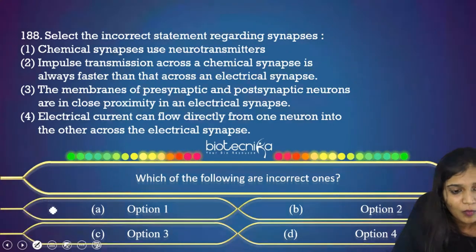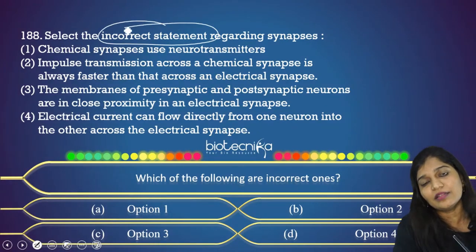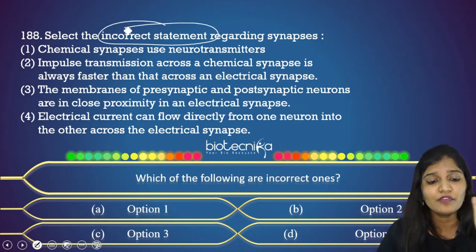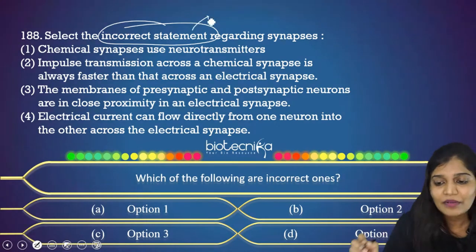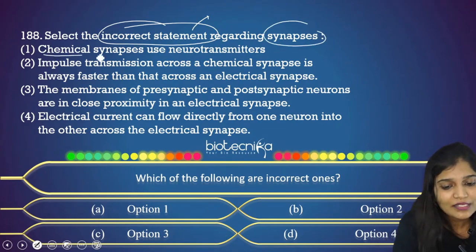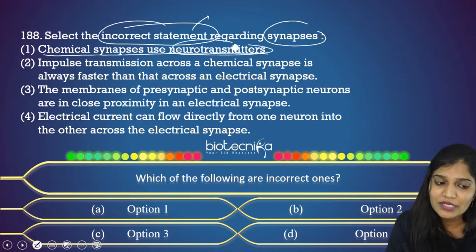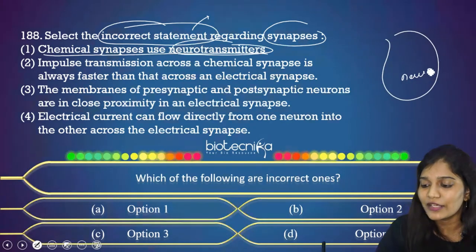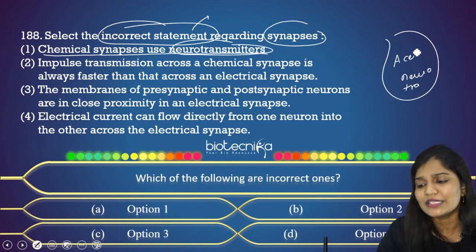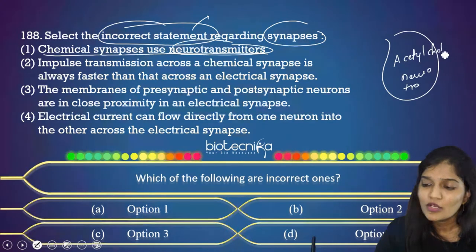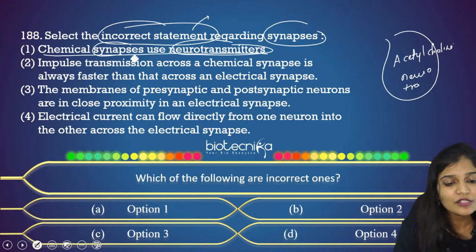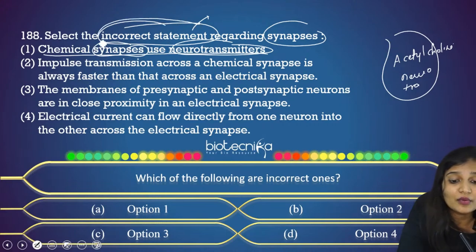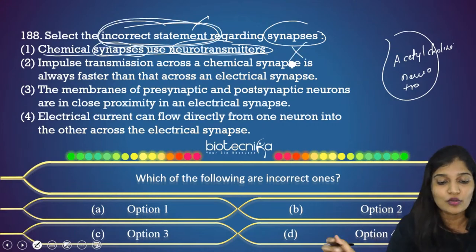So let's check which of the following is incorrect. This time they have made a lot of incorrect statements in order to confuse you, but it's very simple if you understand it perfectly. Incorrect statement regarding synapses. Chemical synapses use neurotransmitters. Chemical synapses means vesicles have a lot of neurotransmitters inside, which can be acetylcholine and many other things. So chemical synapses use neurotransmitters. This is a correct statement, but they ask you to find the incorrect statement. So I'm going to eliminate this option.